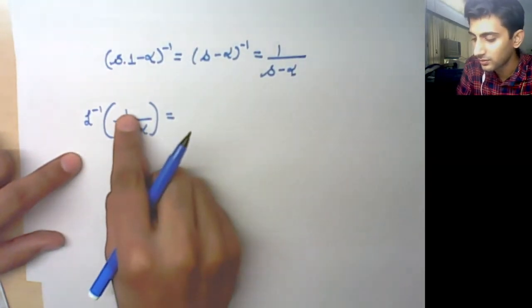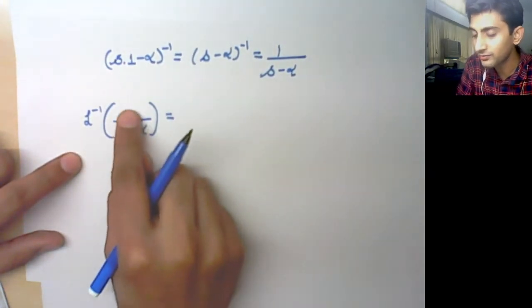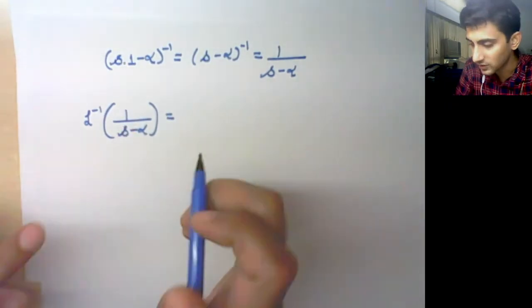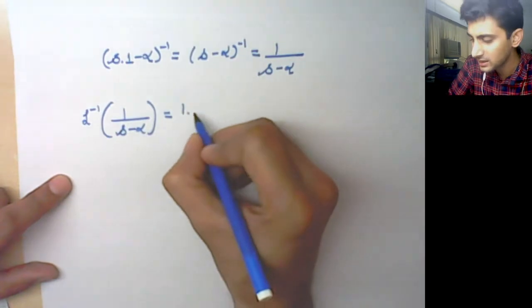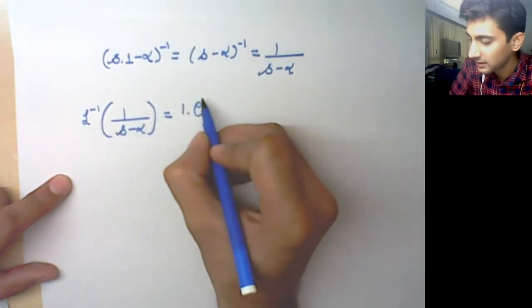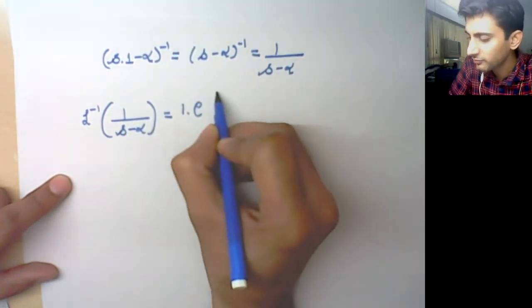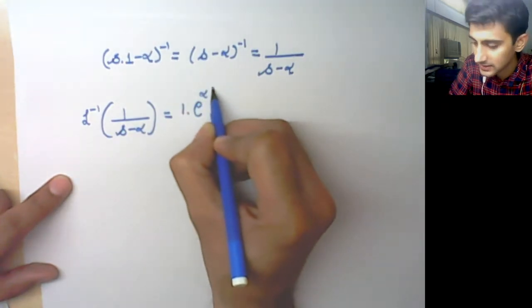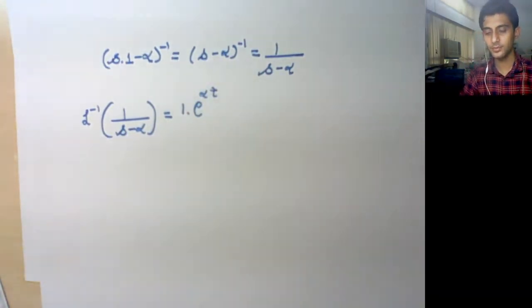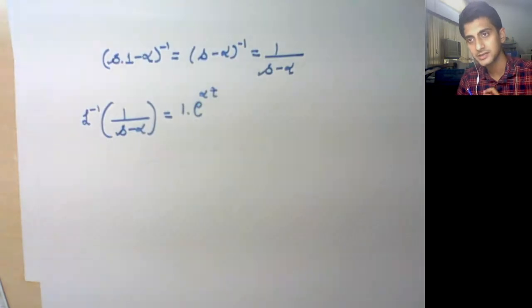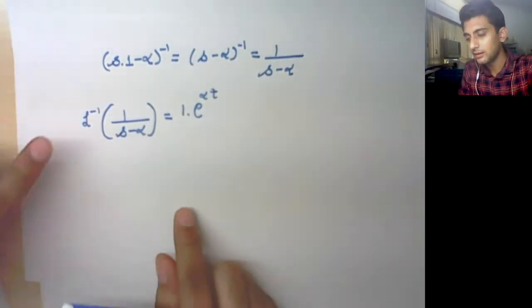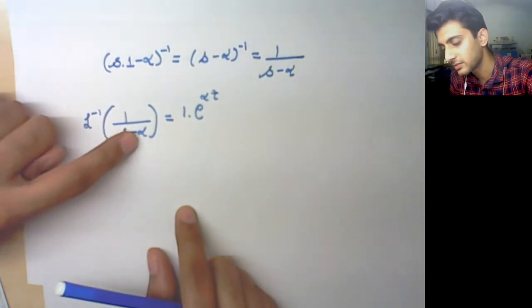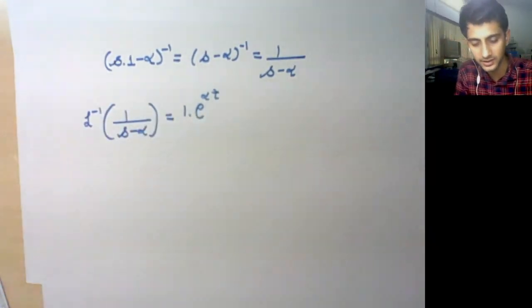Therefore, Laplace inverse of 1 is 1 by S. Okay, so 1 dot, but now it is shifted on the S axis, so I have to multiply it with a factor e to the power minus of minus alpha t, which can be just written as e to the power alpha t. So Laplace inverse of 1 upon S minus alpha is e to the power alpha t.